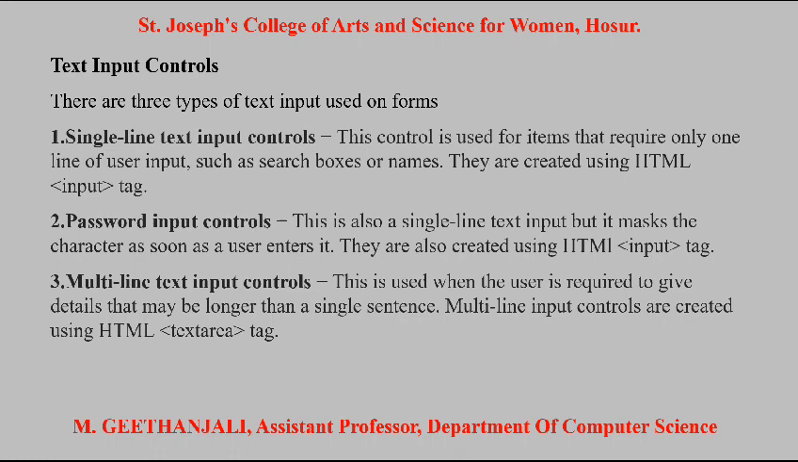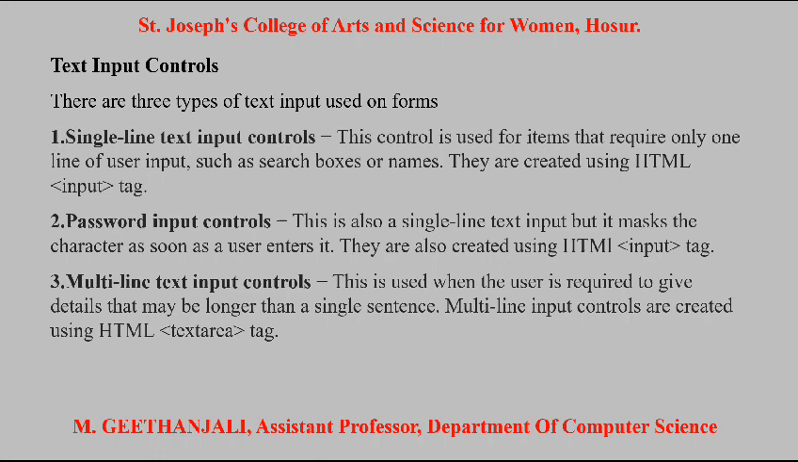And the next one is text input controls. There are three types of text inputs used in forms. One is the single line text input control, the next one is the password input control, and the third one is the multi-line text input control. The single line text input controls are used for only one line of input, such as names or search boxes, like that. The password input controls are used in a single line, but they mask the characters as soon as the user enters them, because it is for security purposes.